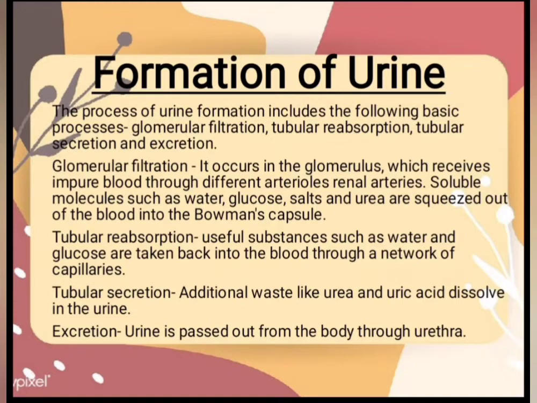In this, the remaining liquid along with some additional waste such as urea and uric acid is passed through both the ureters and is collected in the urinary bladder. The last one is excretion. The urine from the kidneys reaches the urinary bladder, and when the urinary bladder is full, urine is passed out from the body through the urethra.